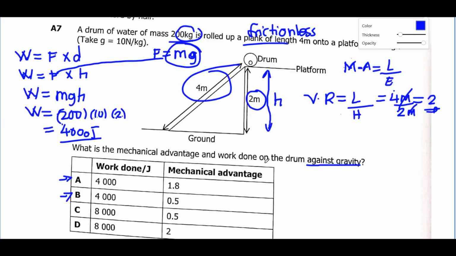So assuming that the machine is 100% efficient, velocity ratio will be equal to mechanical advantage. Now that point is not given, so we can't use that. Now as long as the efficiency is less than 100, therefore the velocity ratio must be greater than mechanical advantage. So we need mechanical advantage which is less than velocity ratio.